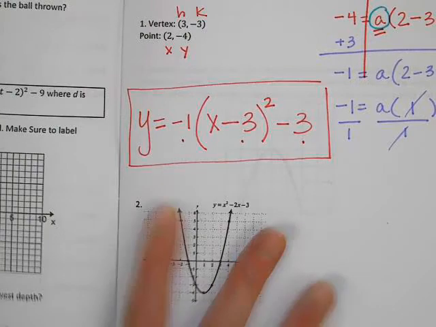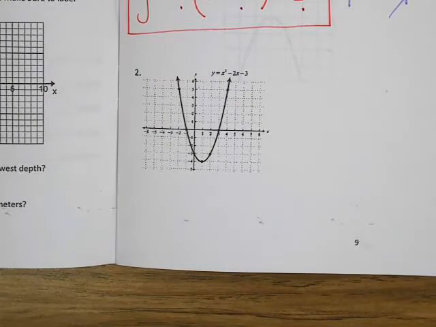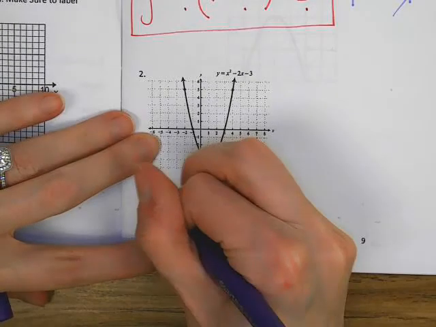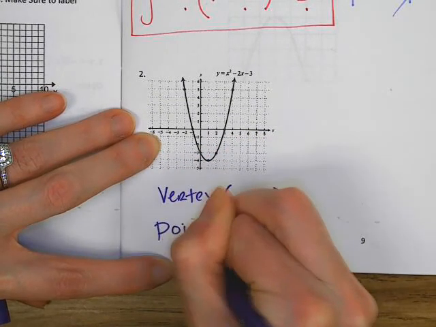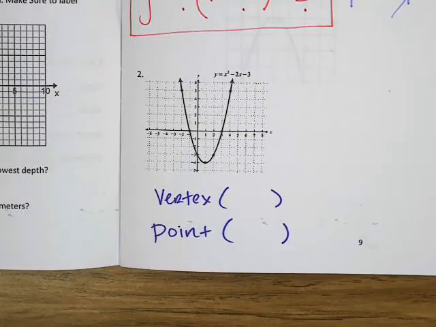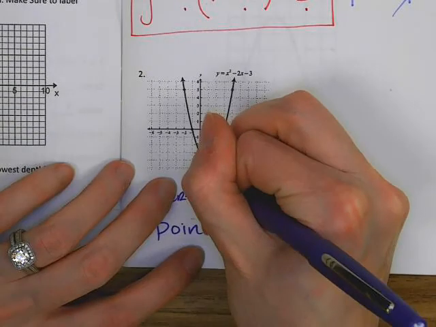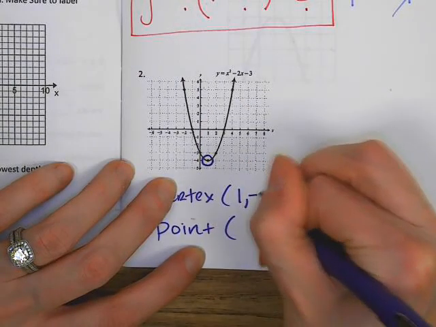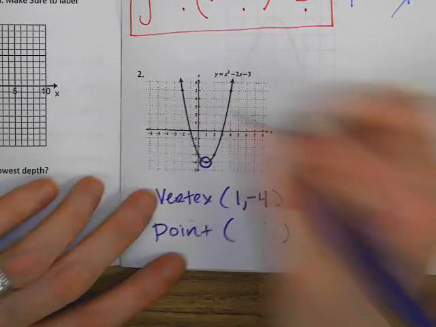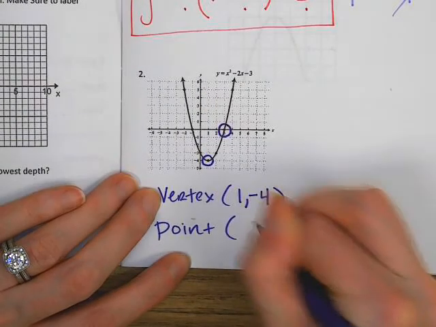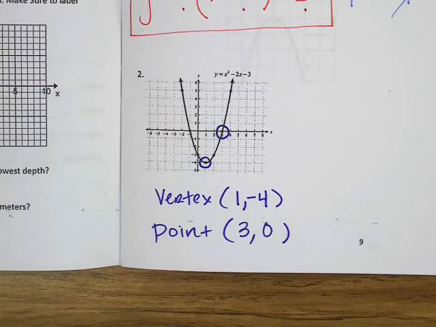Okay, let's try one more. So this one we give you a graph. So unfortunately, this one's a little more work. You need to find the vertex and find a point first. Okay, so what's the vertex? The vertex is right here at (1, -4). And then you can pick any point you want. I'm going to pick this one here, (3, 0). But you can pick whatever you want.